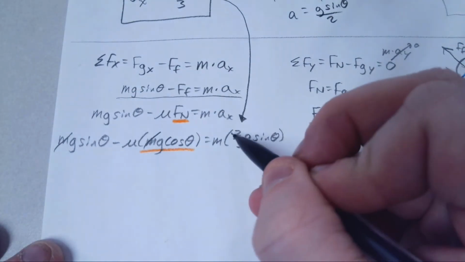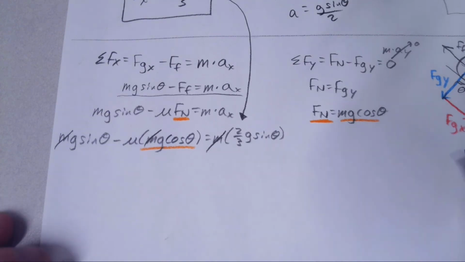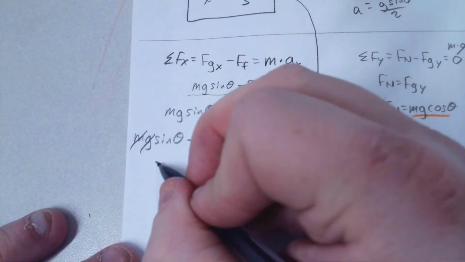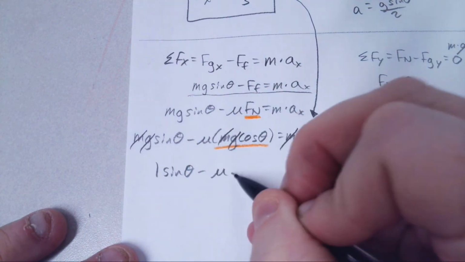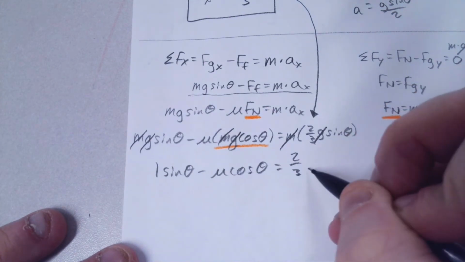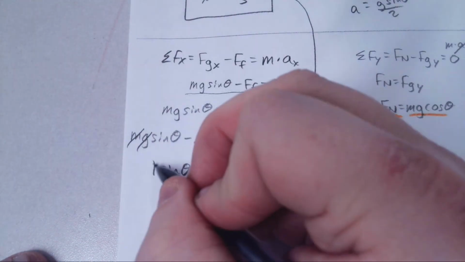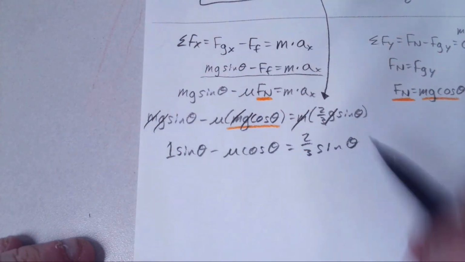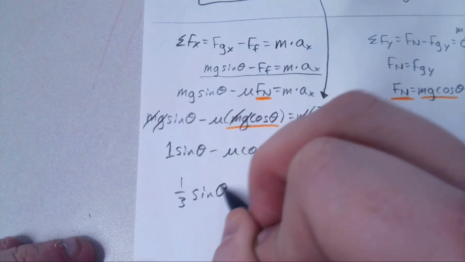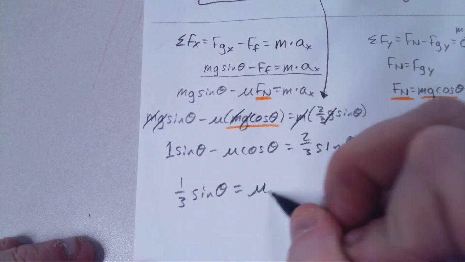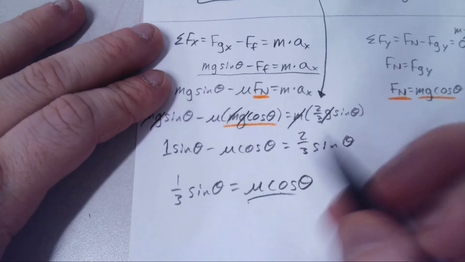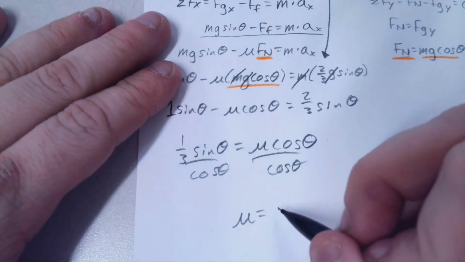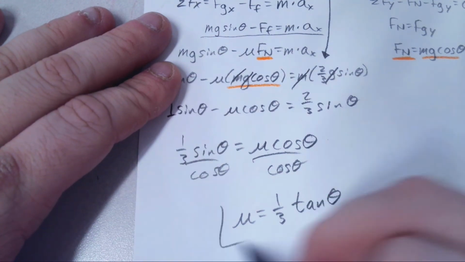Mass cancels out. G also, interestingly enough, cancels out. So we have sine theta. I'm actually going to call this 1 sine theta minus mu cosine theta equals 2/3 sine theta. The reason I called that 1 sine theta is that if we put all the sines on one side, 1 minus 2/3 is 1/3 sine theta. When I move that over to the other side, I get mu cosine theta. Solving for mu, dividing both sides by cosine theta, and remembering our trig identities, mu is equal to 1/3 tangent theta. And there we go.